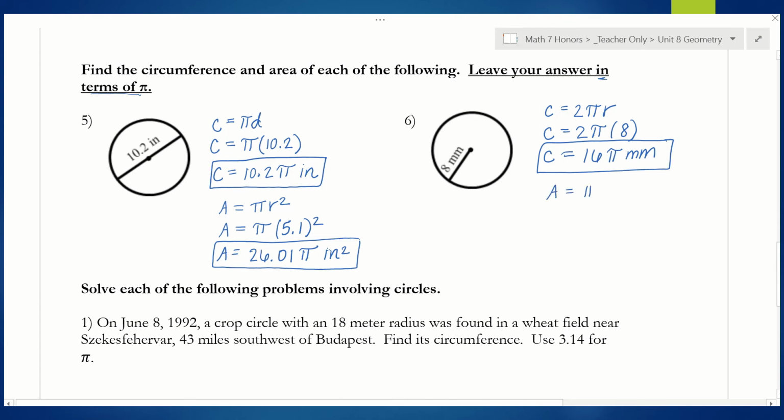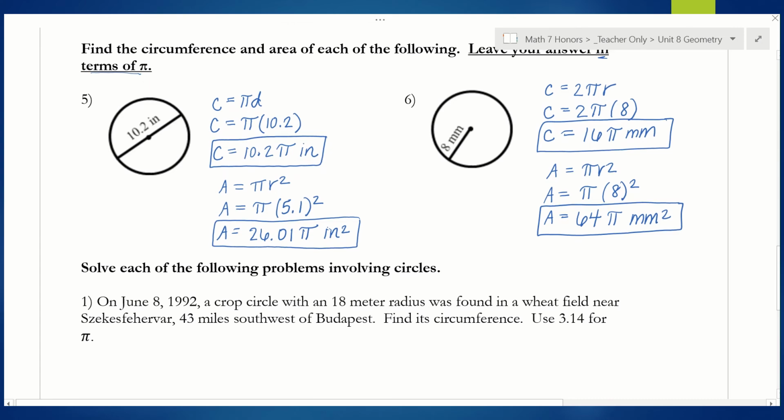For the area, I'm going to leave pi, and now I'm going to have 8 squared. And we know 8 squared is 64. Put your pi on the end, millimeters squared. So that's my favorite because it's really not a lot of work.